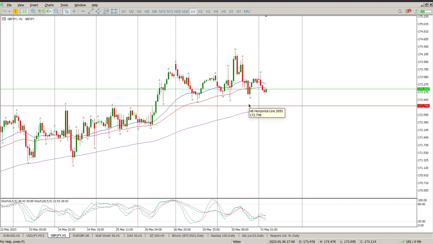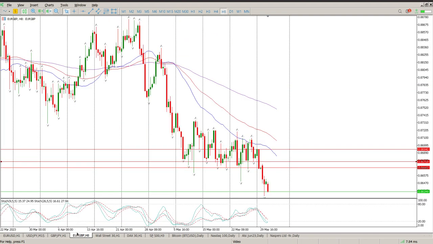So this is still the area I want to pay attention to. That's 172798. So if we get back down there and we get some decent price action off that, inside bars, engulfing bars, or pin bars, then I'm looking for an opportunity. Other than that, we will sit quietly and get back in my corner.